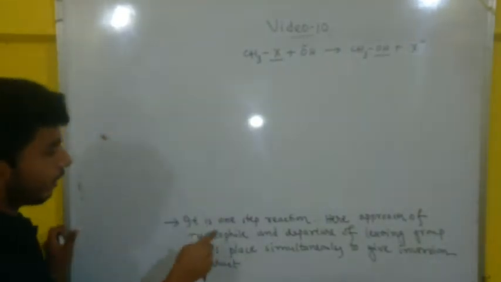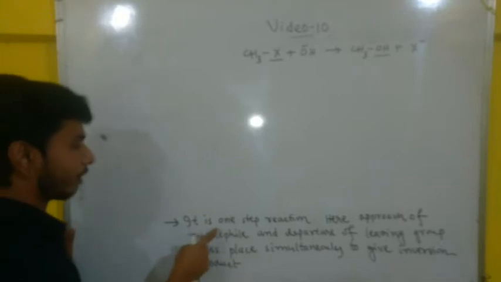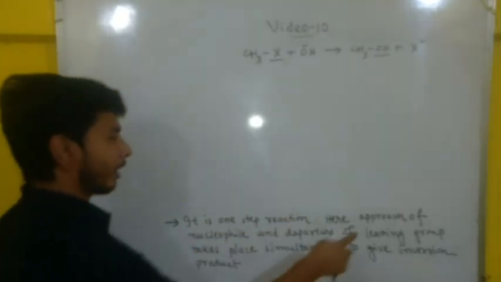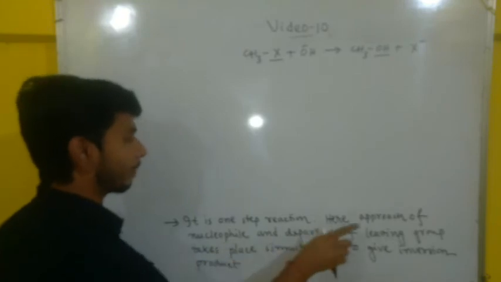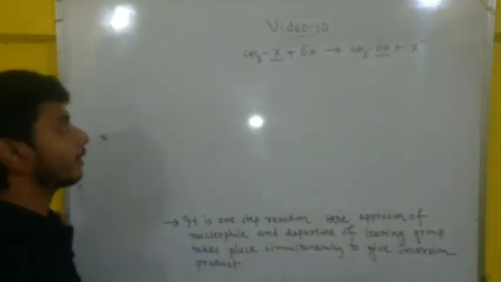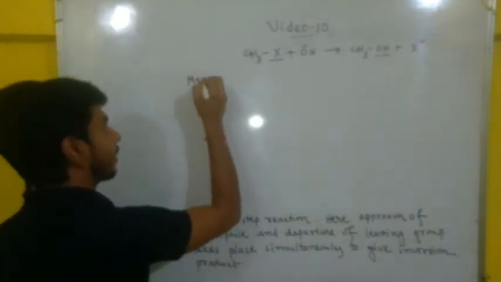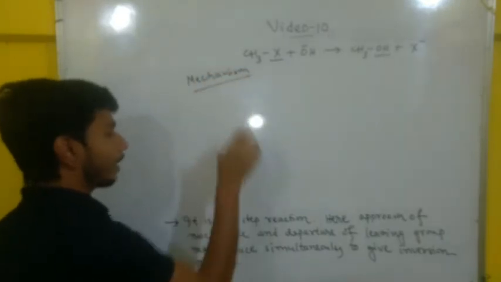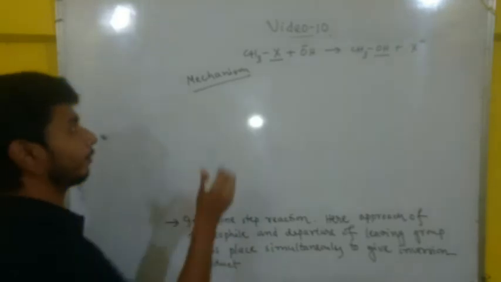Now this reaction is a one-step reaction. SN2 reaction is a one-step reaction. Now in a one-step reaction, what is happening? Approach of nucleophile and departure of leaving group takes place simultaneously. Now let's see the mechanism. If we see the mechanism, then we will understand the meaning of this paragraph.